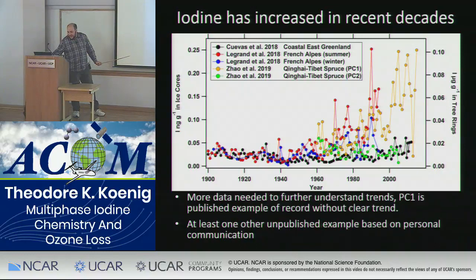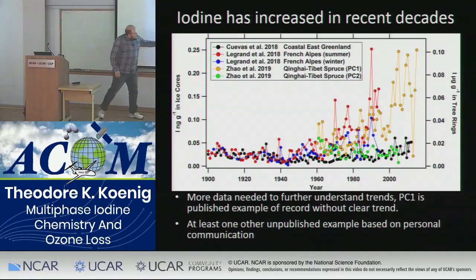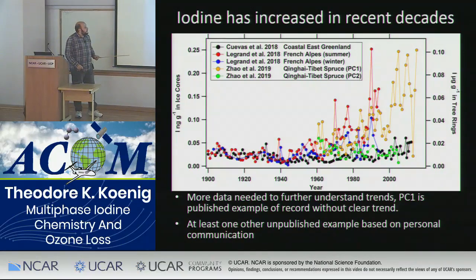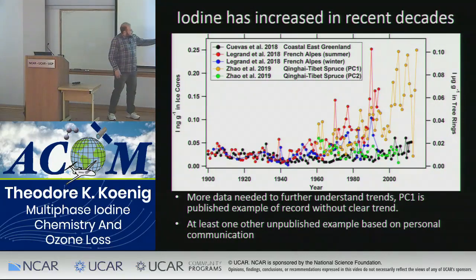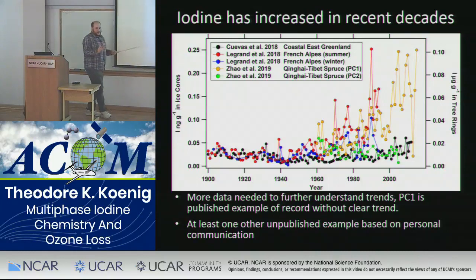But if I go a little bit further, you can see that this point down here isn't doing anything. There's actually another unpublished result that we're aware of, at least one, where another alpine glacier shows no significant trend. So I would say that there's kind of indications of some sort of major departure in 1950, but we will want to get more data before we read too far into this.